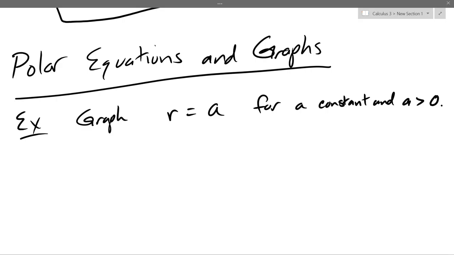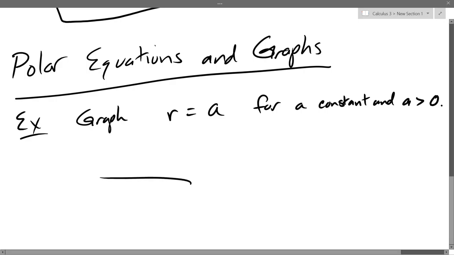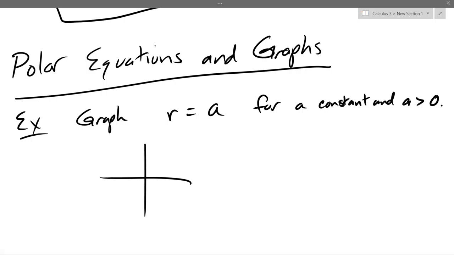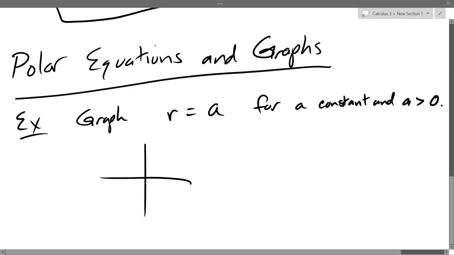All right, r equals a. I could convert to rectangular coordinates and graph that way. That was one of the ways that we graphed in pre-calculus class. What we're going to do instead is graph right here in polar coordinates. So r is always the same number a. What does this say about theta? Or does it not say anything about theta?